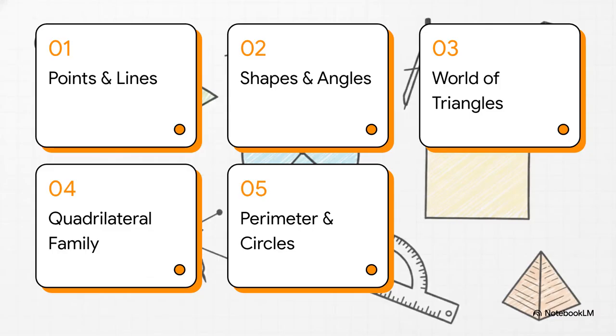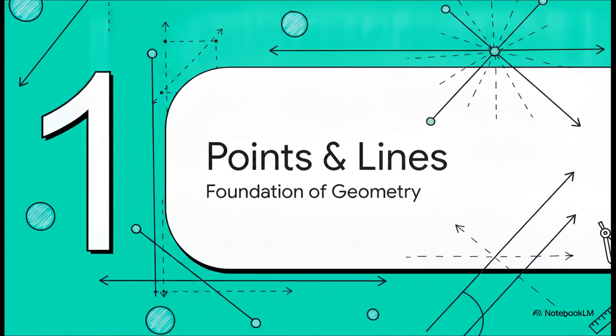Okay, so here is a quick roadmap for our explainer today. We're going to logically build our knowledge from 0 dimensions all the way up to 2D enclosures. First, we'll cover points and lines, then shapes and angles, move into the world of triangles, check out the quadrilateral family, and finally wrap things up with perimeter and circles. All right, let's dive into our very first section, points and lines.